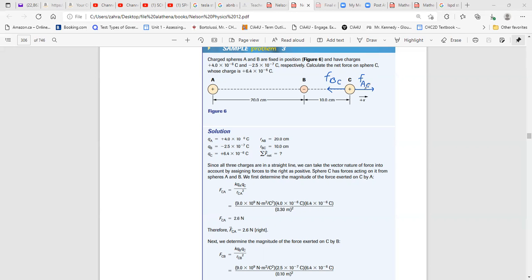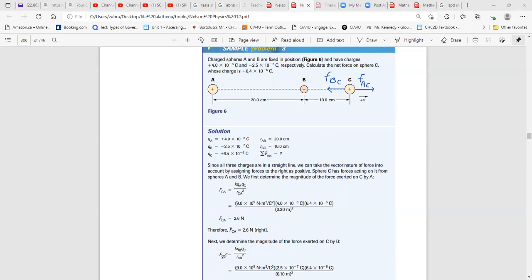Then we simply calculate F of AC and F of BC. They are in opposite directions, so we need to subtract them. F of AC is k QA QC divided by the distance between them squared. The distance between them is 30. QA and QC are given. You just simply calculate that as 2.6 Newton.